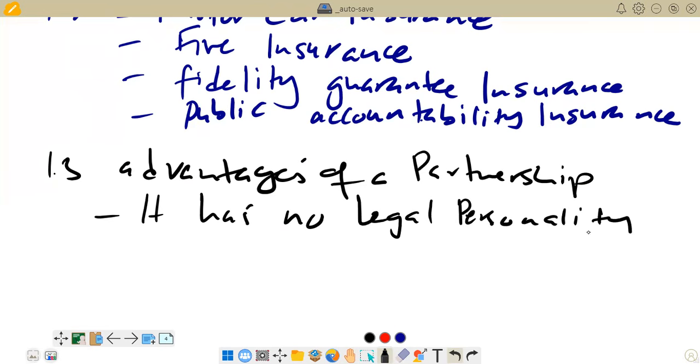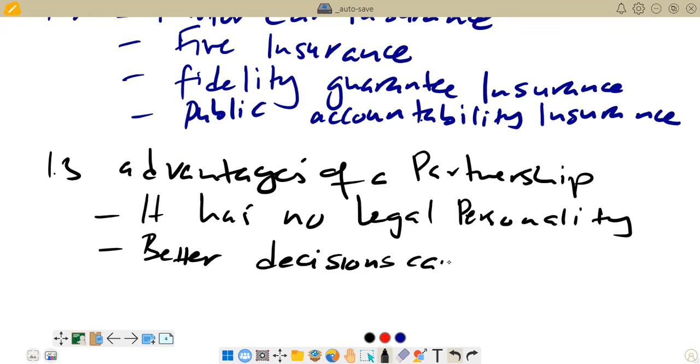It becomes one of the advantages. And then we can also look for another advantage there. Remember, they require two. We've got better decisions also being made. Better decisions can be made. Remember, we have got two or more people that are there.